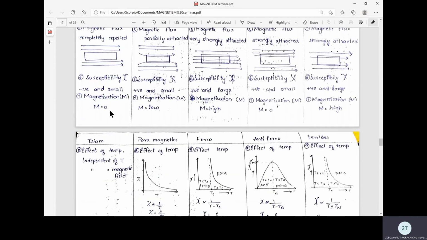And we can say magnetization is similar to that too, because susceptibility is proportional to magnetization. So it will be the same case here. That is, M is here 0, low, high, 0, high.